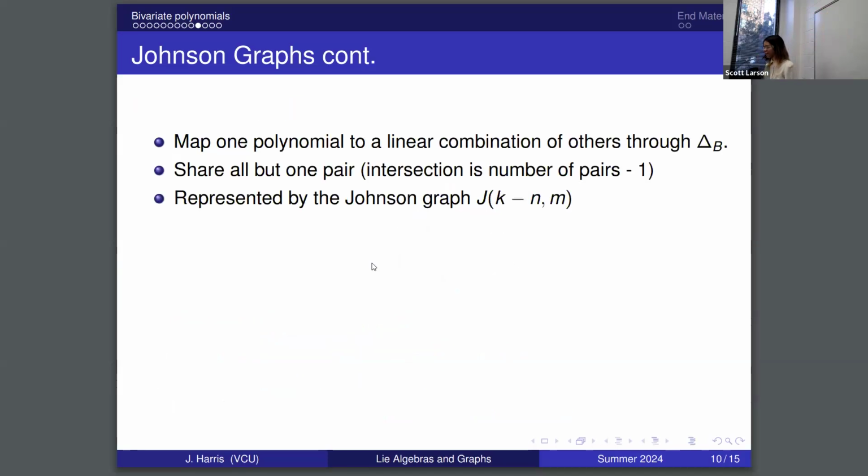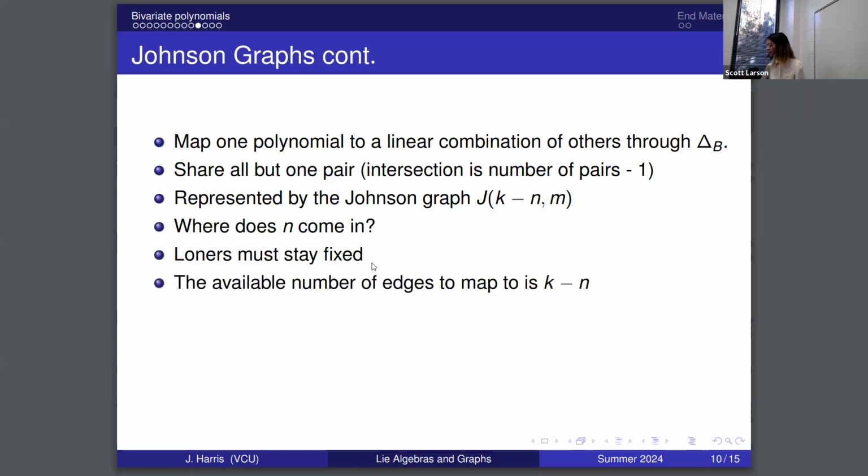So we can think of this as mapping a polynomial to a linear combination of the other y polynomials through delta B. They all have to share everything except for one pair, since one pair is changed at a time, which means the intersection is the number of pairs minus 1, because all the pairs are the same except for one. Now we can see where the Johnson graph comes in, where they're all the same except for that one difference. And we have that k minus n term.